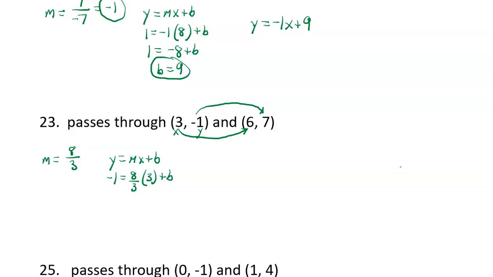And now solve this equation. The 3's cross out, so -1 is equal to 8 plus b. Subtract 8 from both sides. -9 is equal to b. We know the m and we know the b. The answer is y equals 8/3 x minus 9.